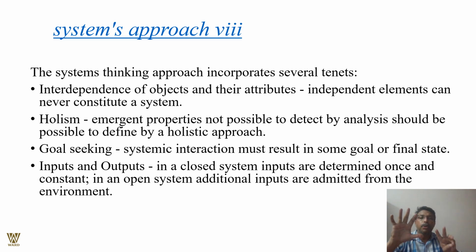We are talking about the systems approach, which tries to think differently about the interdependence of objects and their attributes. Independent elements can never constitute a system. Holism: emergent properties are not possible to detect by analysis and should be defined by a holistic approach. Goal seeking: systemic interactions must result in one final goal. Input and output in a closed system are determined once and constant. In an open system, additional inputs come from the environment.